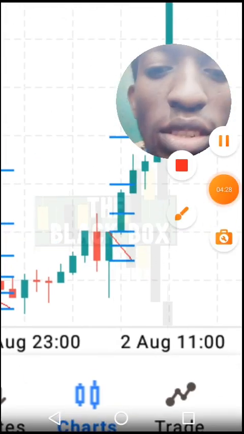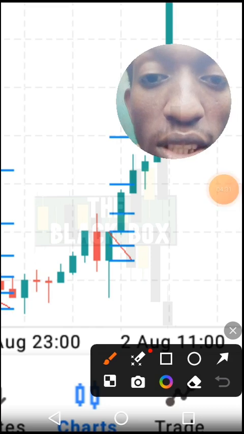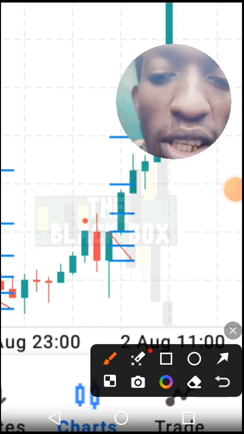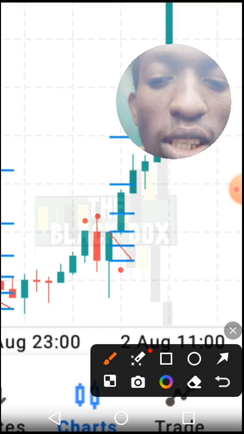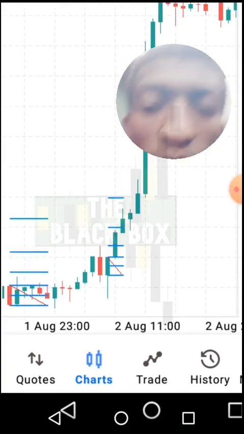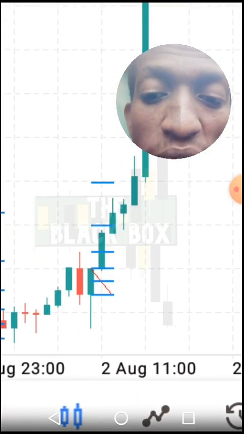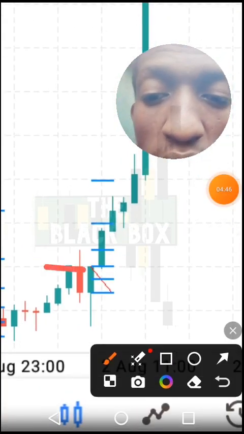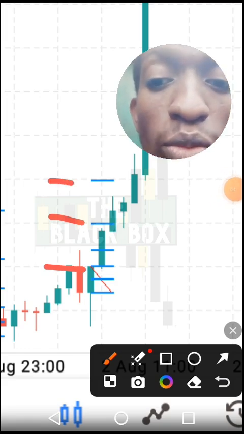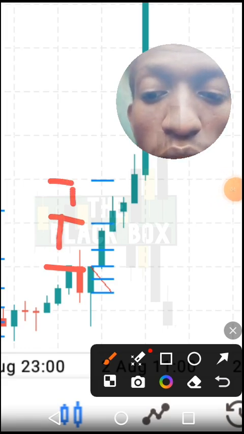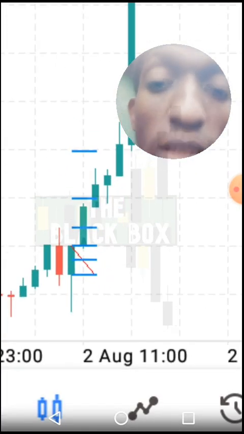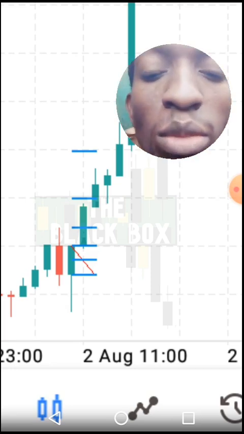Then on its way, don't touch anything. On its way, it made another black box. 1, 2, 3. Did it break? Yes. This grid that you are seeing here has a lot of pips between it, since this chart is not zoomed in. I didn't zoom in like this, so we cannot use this grid.